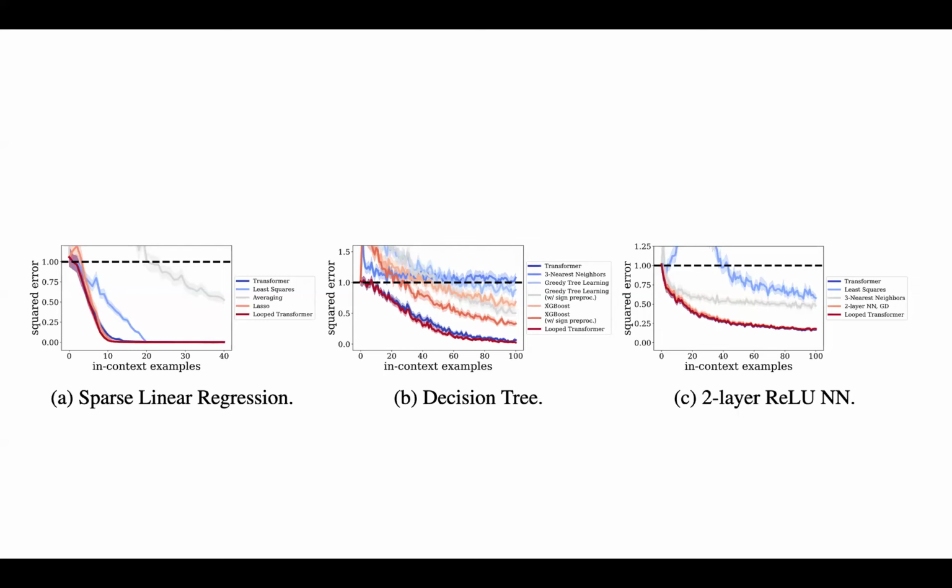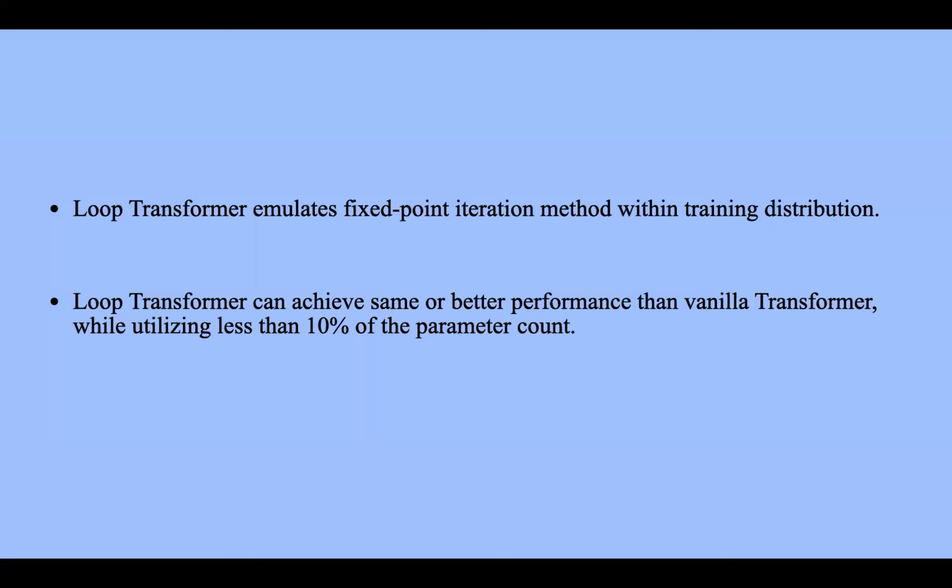So with that, I conclude my talk. Hope to leave you with the impression that we have a loop transformer that we train to emulate fixed point solutions. With that, it's able to emulate this fixed point iterative algorithm within the training distribution. And the loop transformer can achieve the same or better performance than the vanilla transformer while utilizing only a small number of parameters. Thank you very much for coming, and I'm happy to take questions.